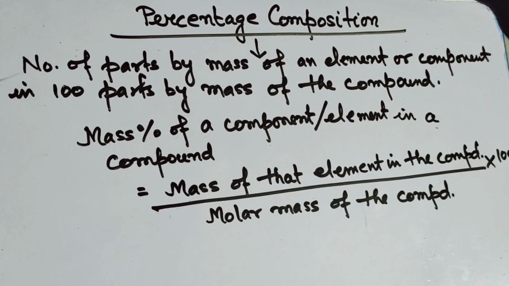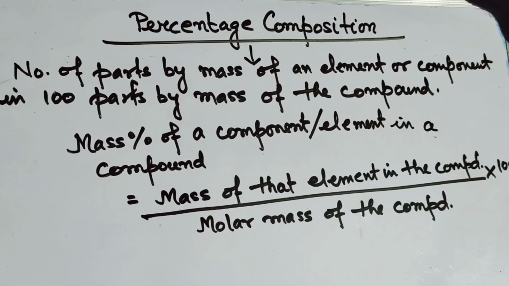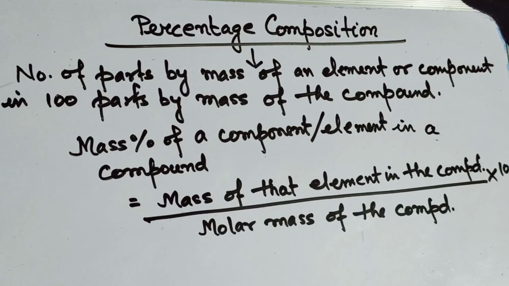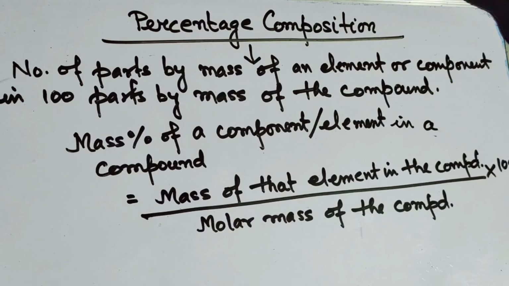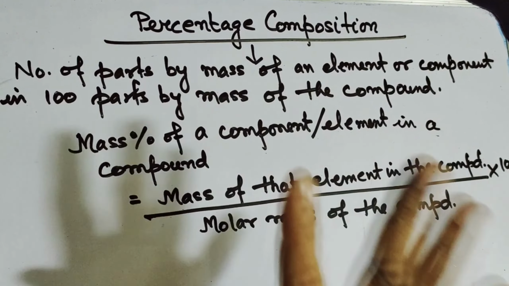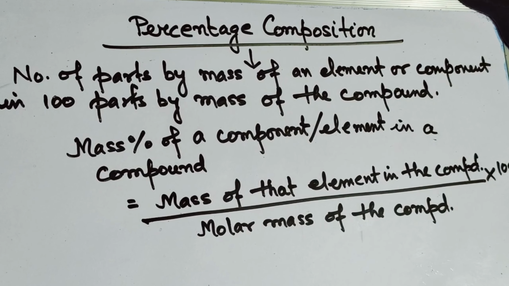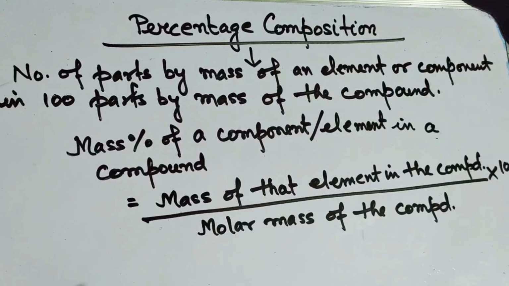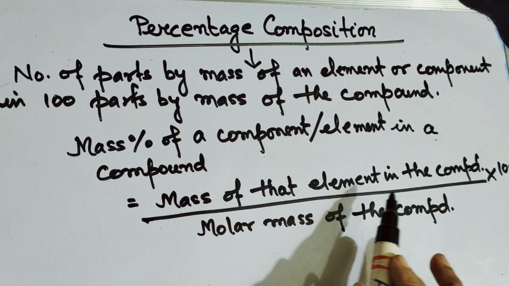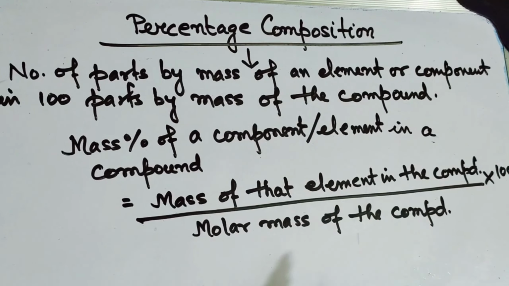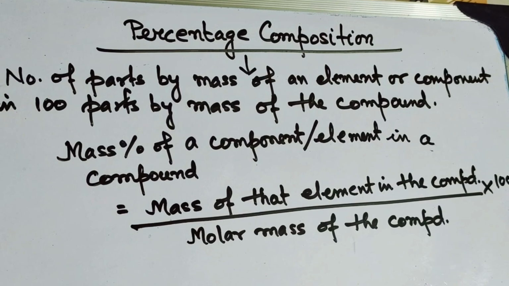For doing stoichiometric calculations, we may need this concept, percentage composition. See, it is the number of parts by mass of an element or component in 100 parts by mass of the compound. What does it mean? Suppose I want to find the percentage composition of an element in a compound. Then how are we supposed to do it? So we'll do like this. The mass of that element in the compound, divided by molar mass of the compound, into 100.